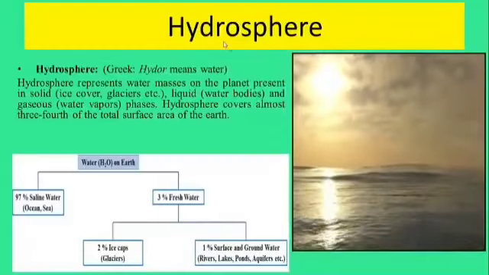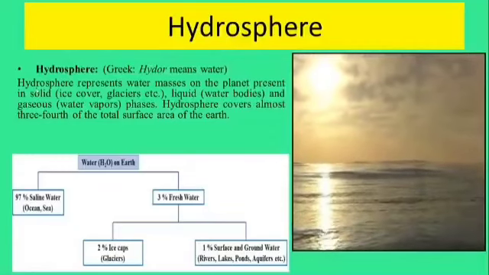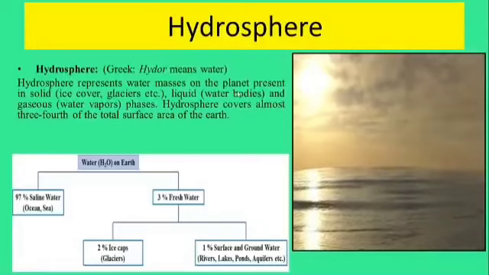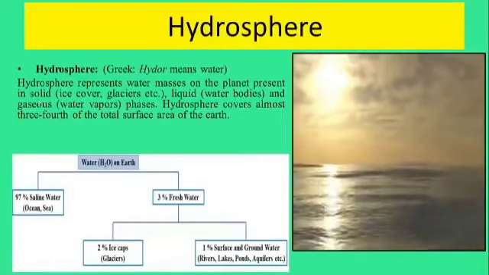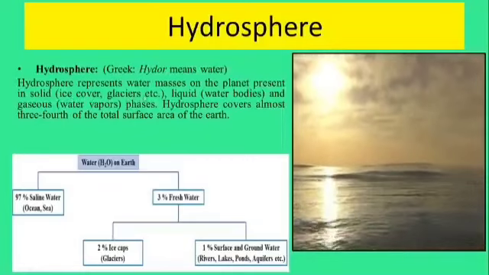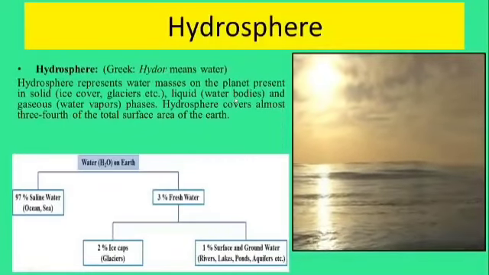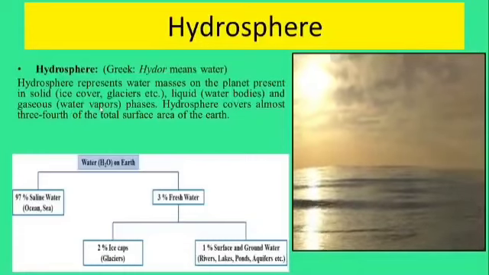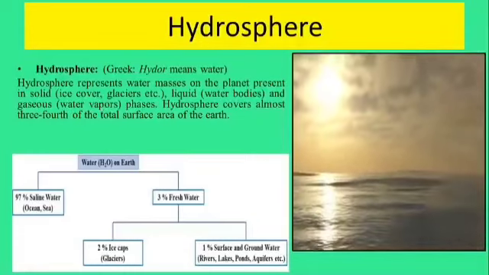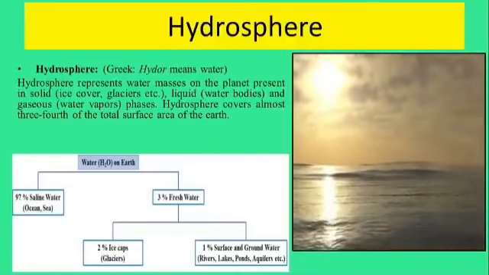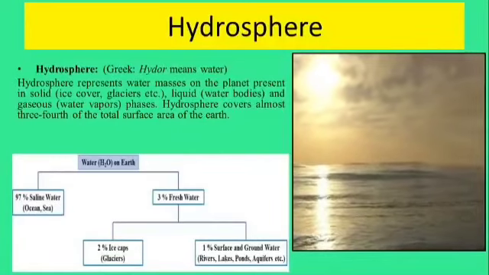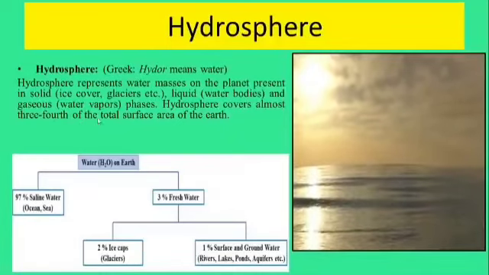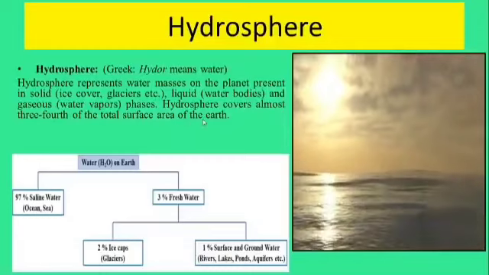The next component of our environment is hydrosphere. Hydrosphere represents the water mass which is present on our planet. This water mass can be present in the form of solid like ice cover, glaciers, etc., or liquid like water bodies, and even in gaseous state, for example water vapor. So water in any form is considered hydrosphere. In fact, hydrosphere covers almost 3/4 of the total surface of earth.